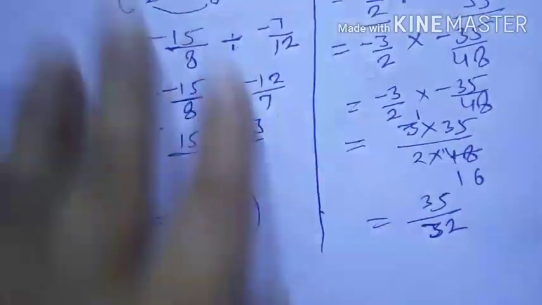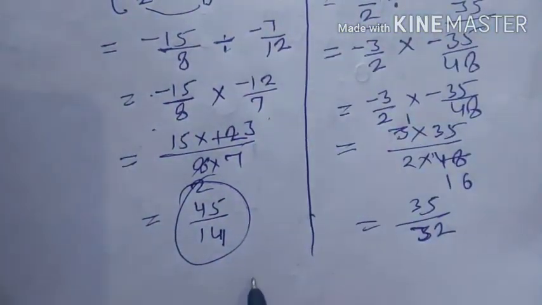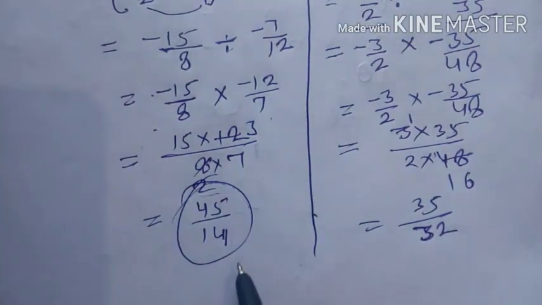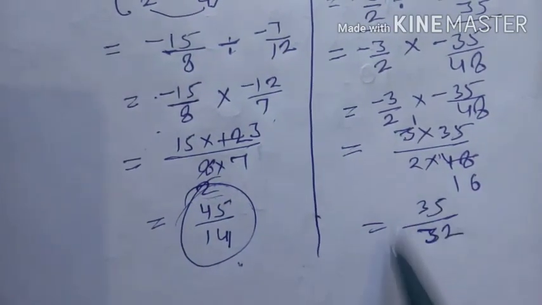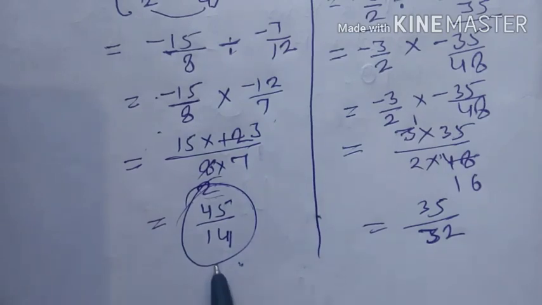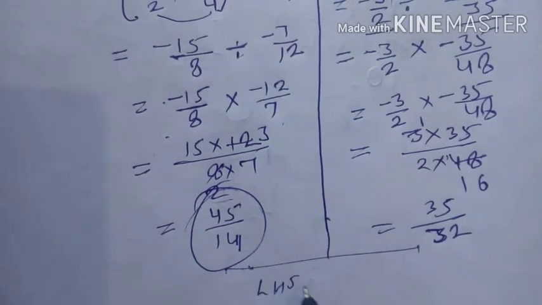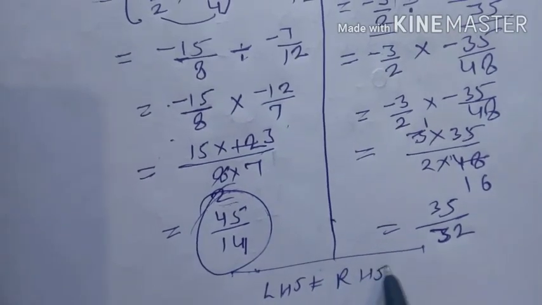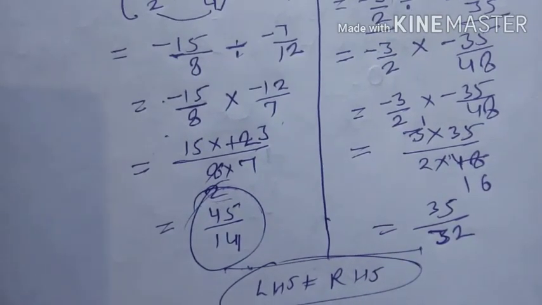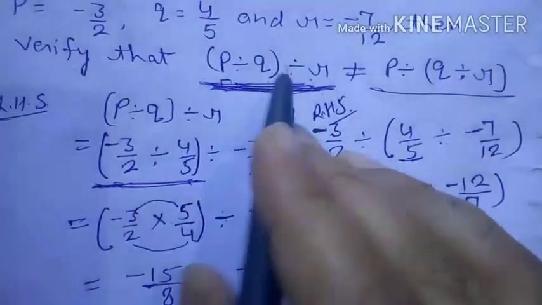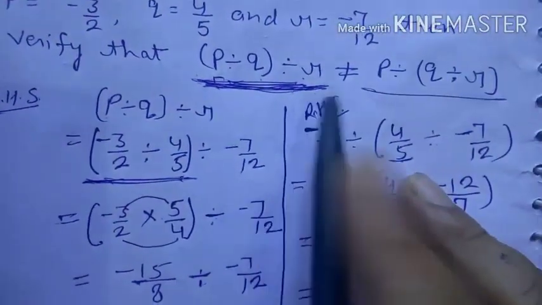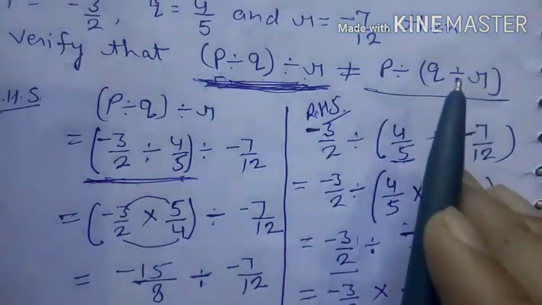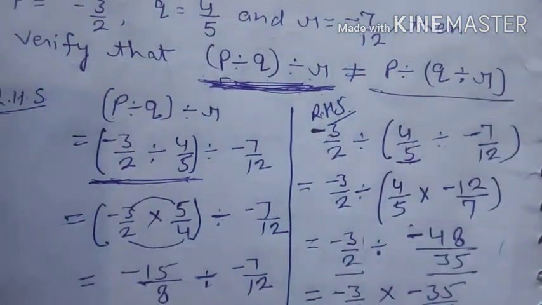And students, left hand side is not equal to right hand side. Left hand side was 45 upon 14 and the right hand side is 35 upon 32. So those are not equal. LHS is not equal to RHS. So it is verified that P divided by Q, then divided by R, and P divided by Q divided by R, those are not equal. Okay students, that's all.